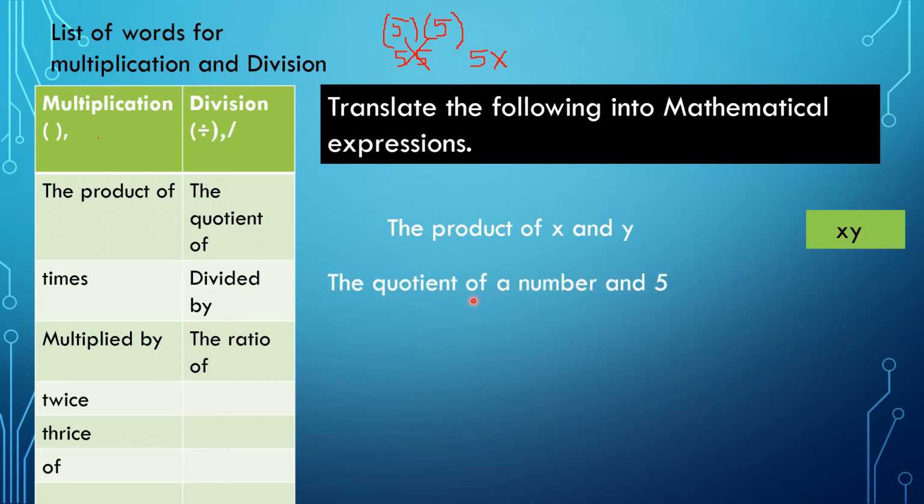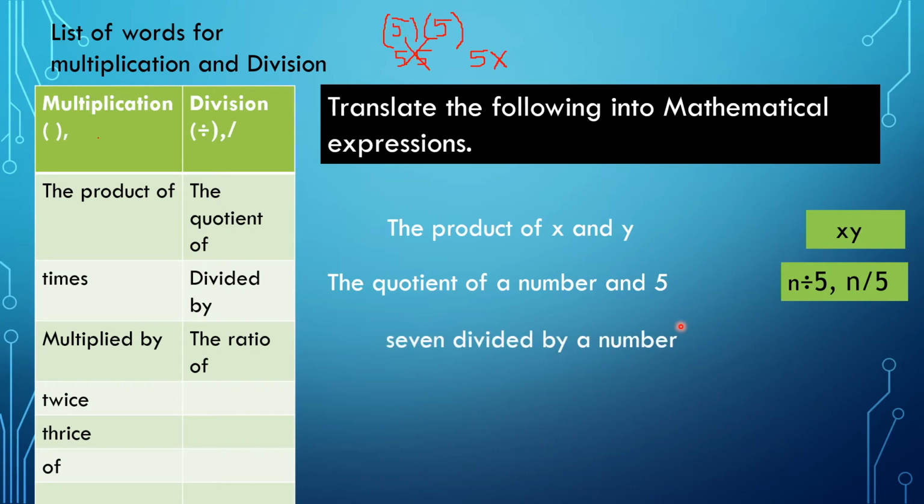Now, the quotient of a number and 5. Quotient means divide. So, the quotient of a number, I didn't specify what particular letter represents that number. So, you can use any letter. So, a number and 5, you can write it as n divided by 5 or n over 5, or any letter you can substitute for that number.